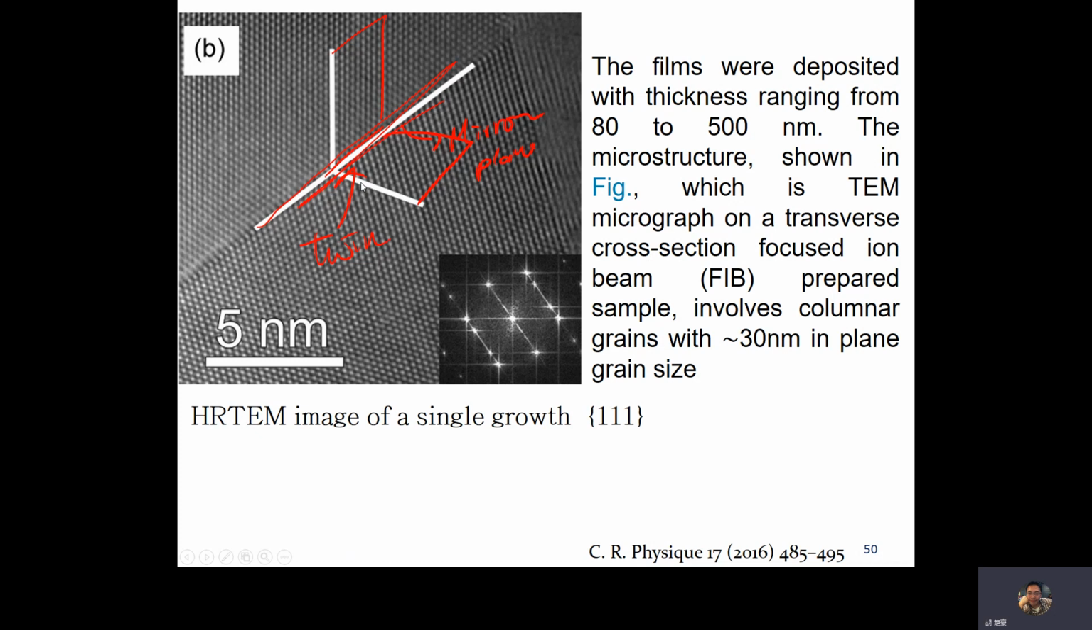If you want to learn more about FIB, you can discuss this later, or you can leave a message for me. I just want this figure to show you that we can observe clearly the twinning plane and the structures are symmetric along that twin plane.